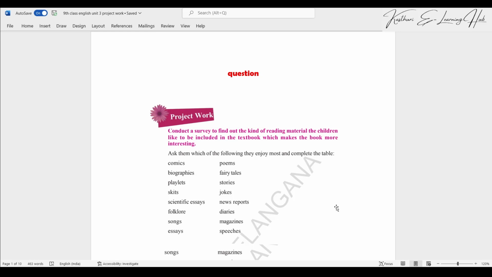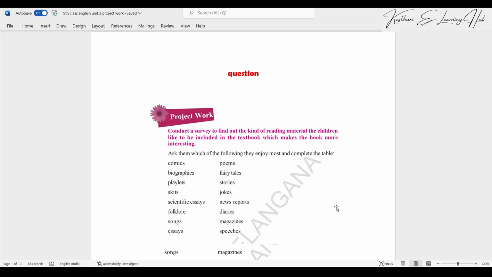Magazines, in the sense we have Sports Star, where all the news is given regarding sports. Like that, Reader's Digest is a magazine. Like that, Wisdom is a magazine. Like that, Competitive Success is a magazine. So there are magazines.